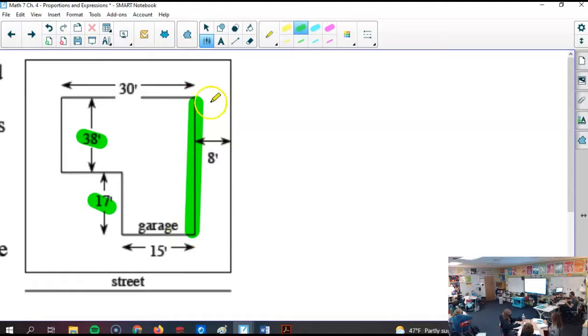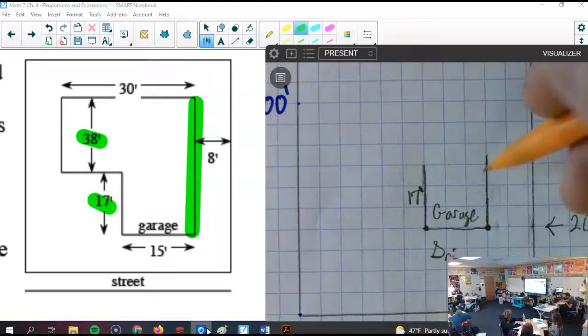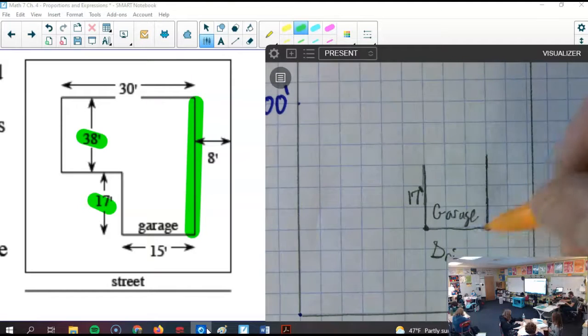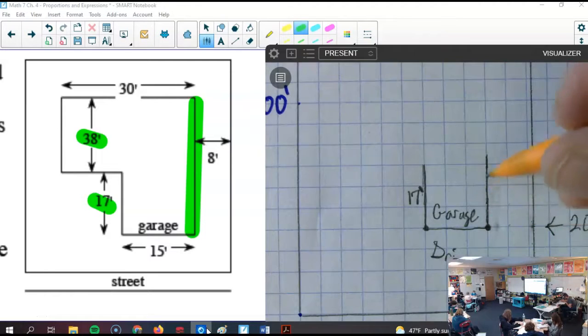This, Daniel realized, oh, this is going to be 17 and 38. Awesome. Good work. So if we add 17 and 38, what'd you say you got? 55. So how many boxes is that? 11. So we need to be 11 boxes total on this side. 1, 2, 3, 4.